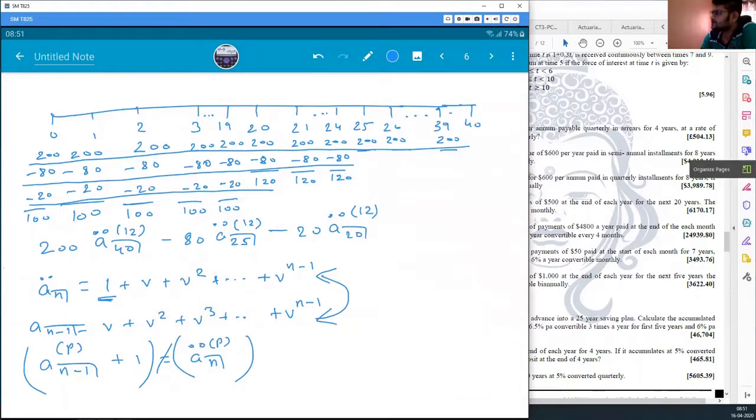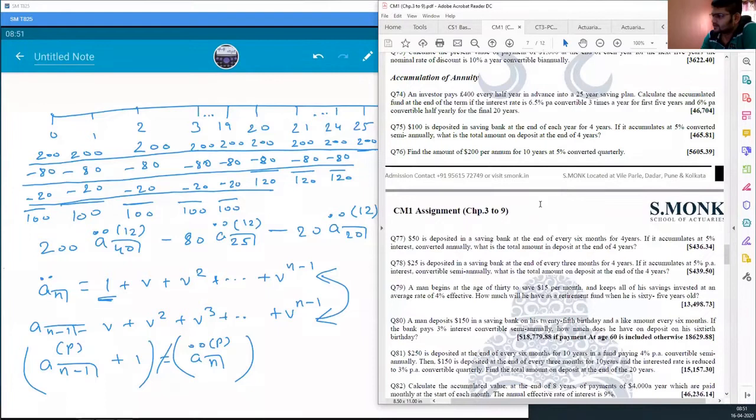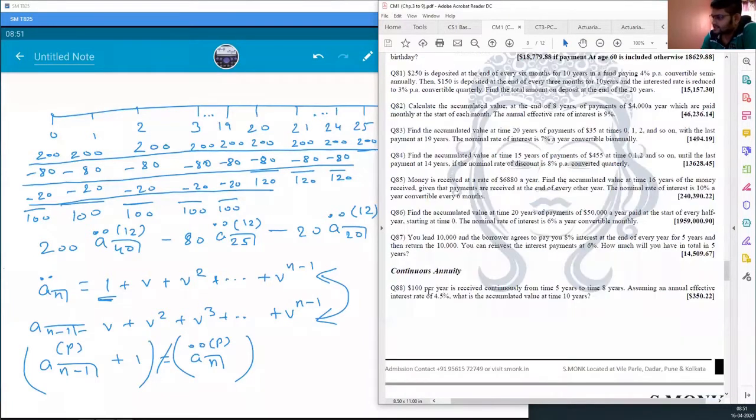Question 88. Question 88 says 100 per year is received continuously from time 5 to time 8. Assume an annual effective rate of interest of 4.5%. What is the accumulated value at time 10?